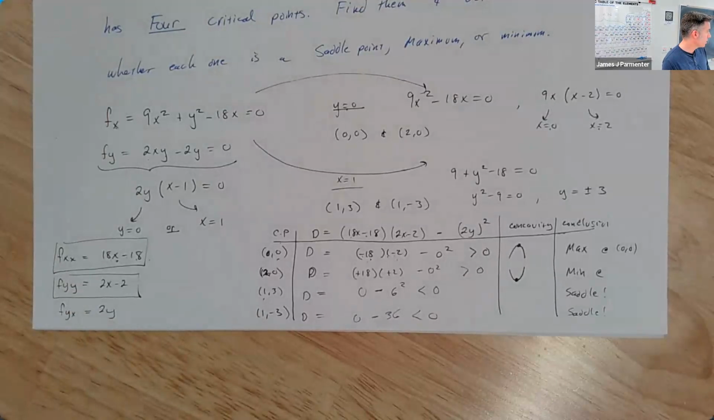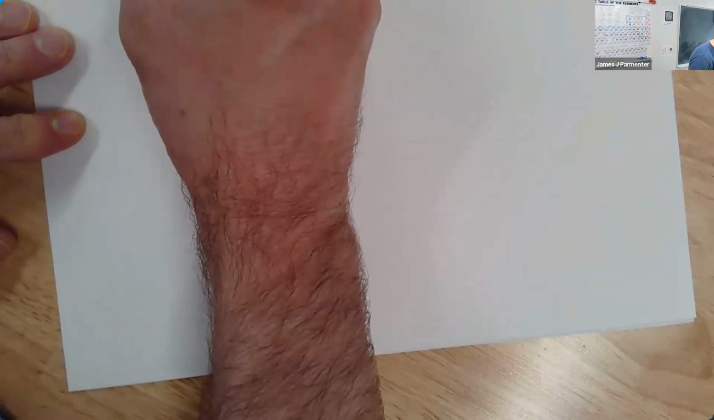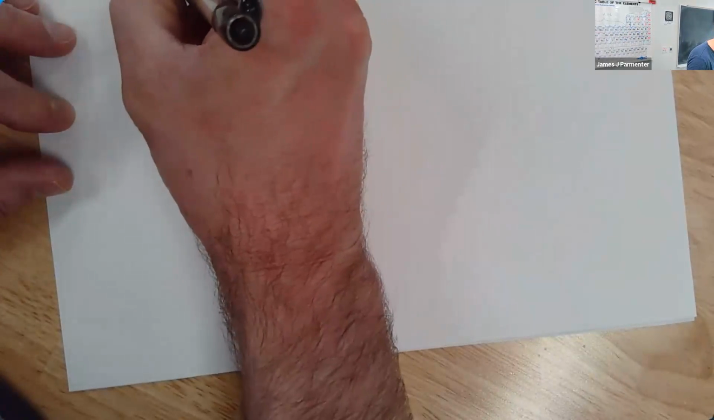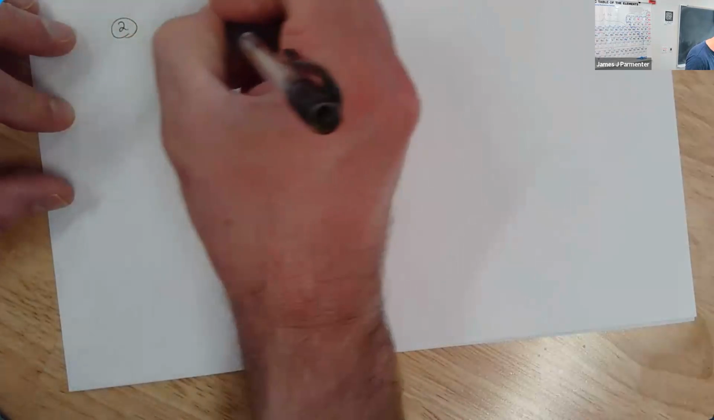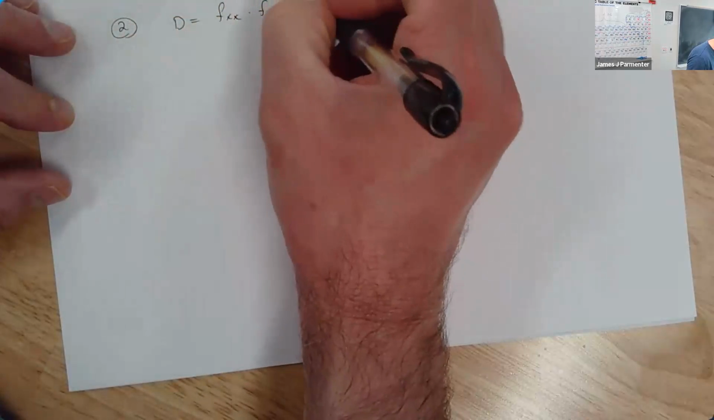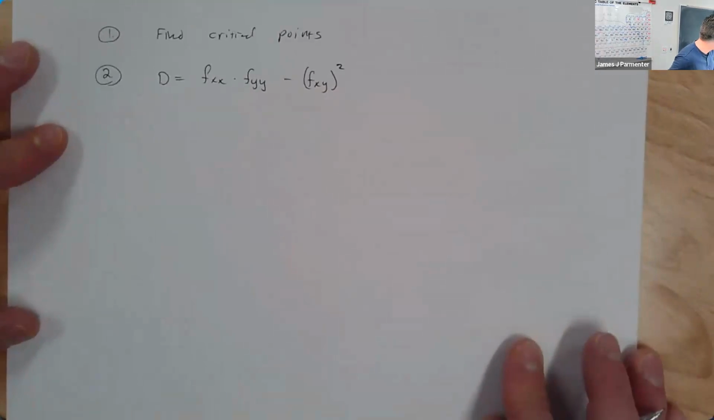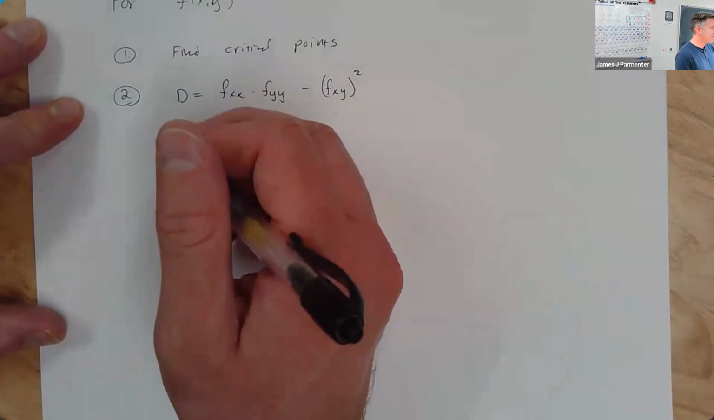How do we determine a saddle? If D is negative. So let's go through this in general. For a function of 2 variables, first we find the critical points. And then the way we classify them is by calculating D, which is fxx times fyy minus the mixed partial squared. And then there are 3 possible things that can happen. I guess technically 4.